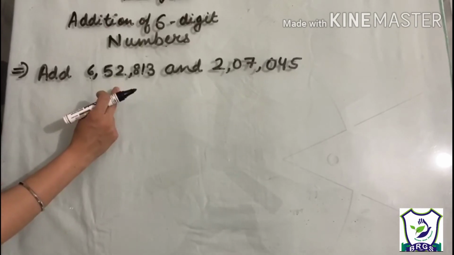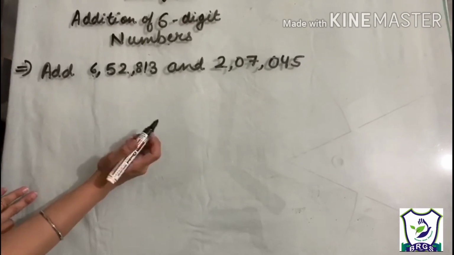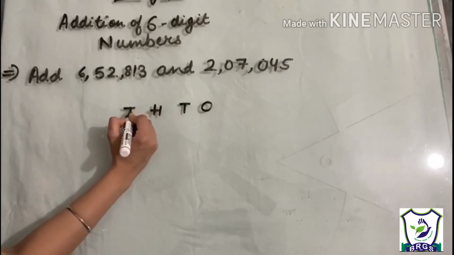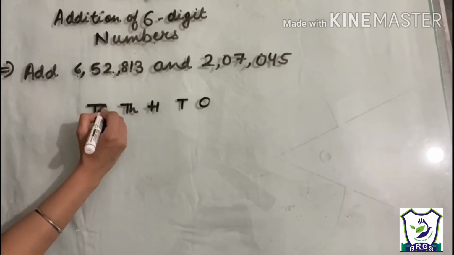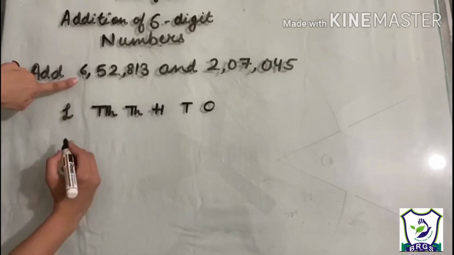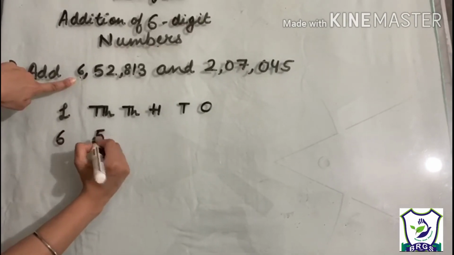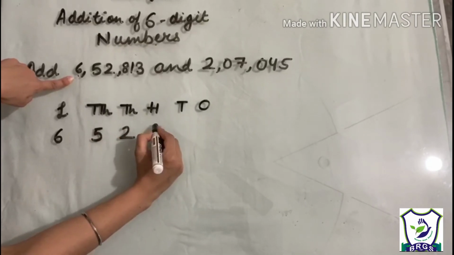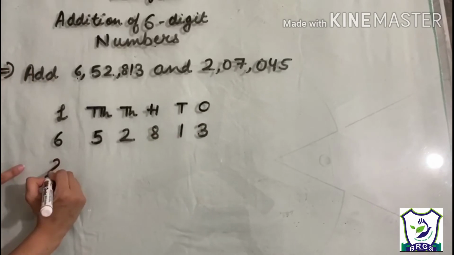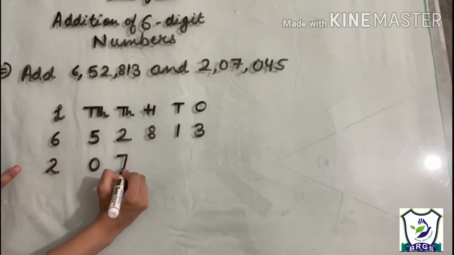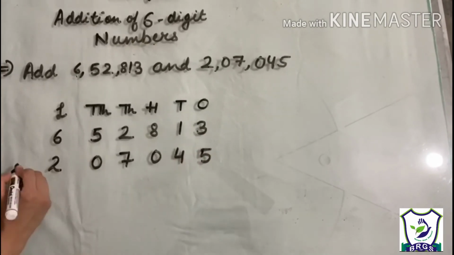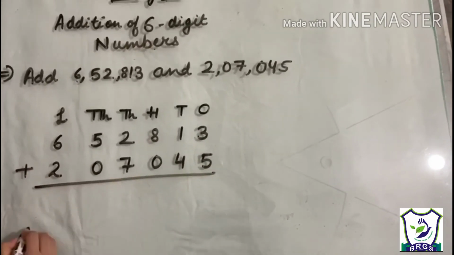What is our first step? First step, what do we do? We arrange these addends in the columns like ones, tens, hundreds, thousands, 10,000s and lakhs. Firstly, write this addend as 6, 5, 2, 8, 1 and 3. Next addend is 2, 0, 7, 0, 4, 5. Now we have to add these addends.